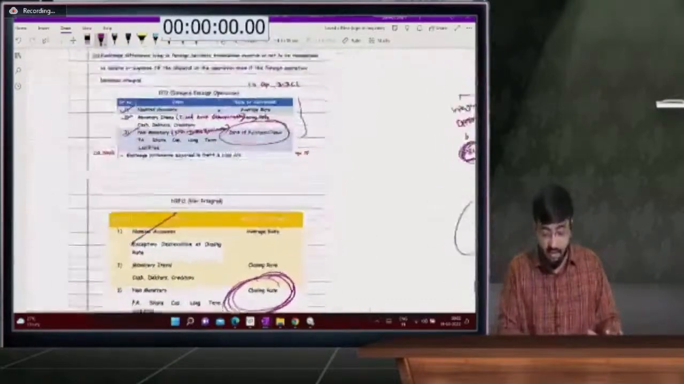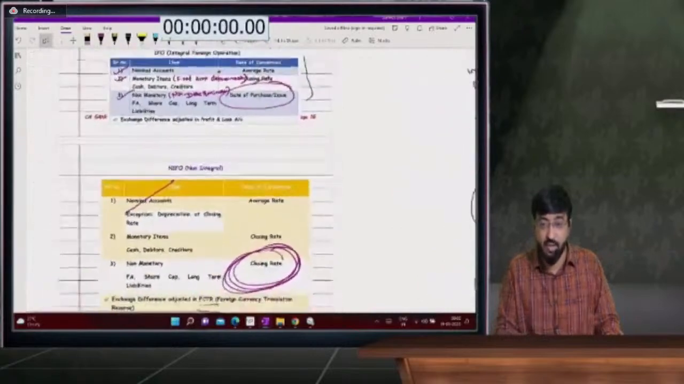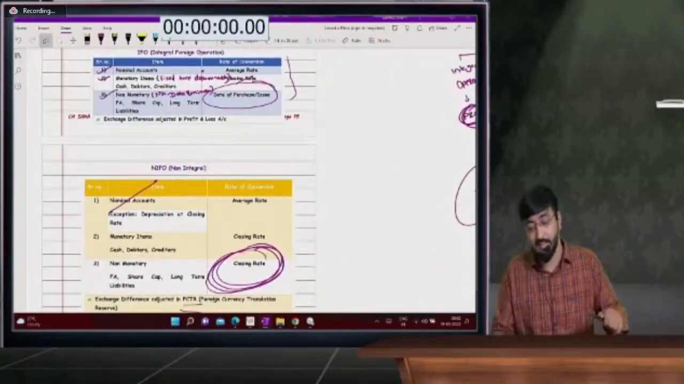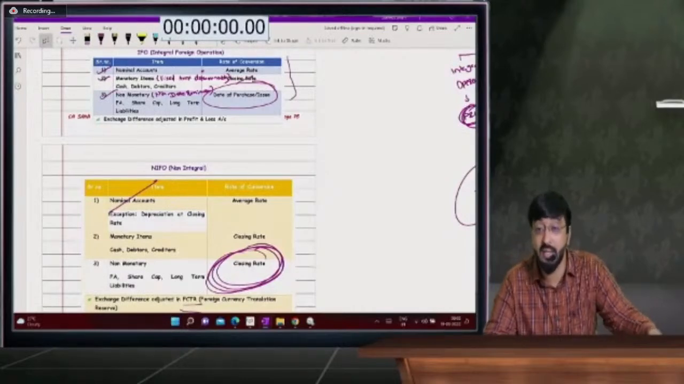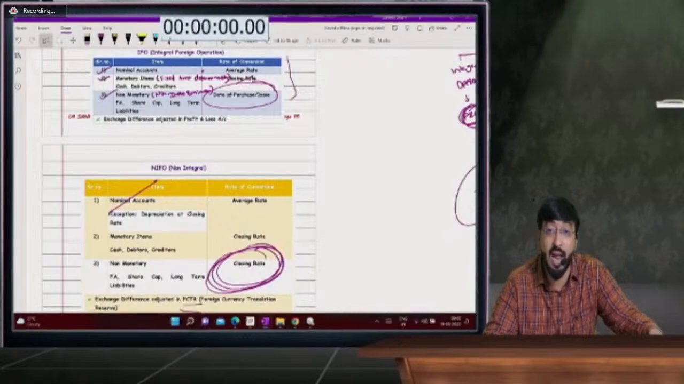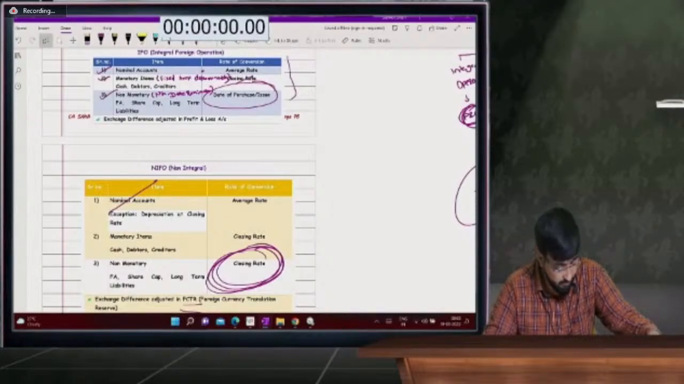So whatever you understood, please write it in the comment section. I will check whether you are getting the same concept or not. Where to adjust the difference, and what are the monetary, non-monetary and nominal accounts. Now, I hope it's very easy. Nominal accounts, you will multiply or divide by the average rate. Monetary items, you will multiply or divide by the closing rate. And non-monetary, in case of integral operations, it will be date of purchase or issue. But in case of non-integral operations, it will be the closing rate. So make sure that you are getting this same conversion.